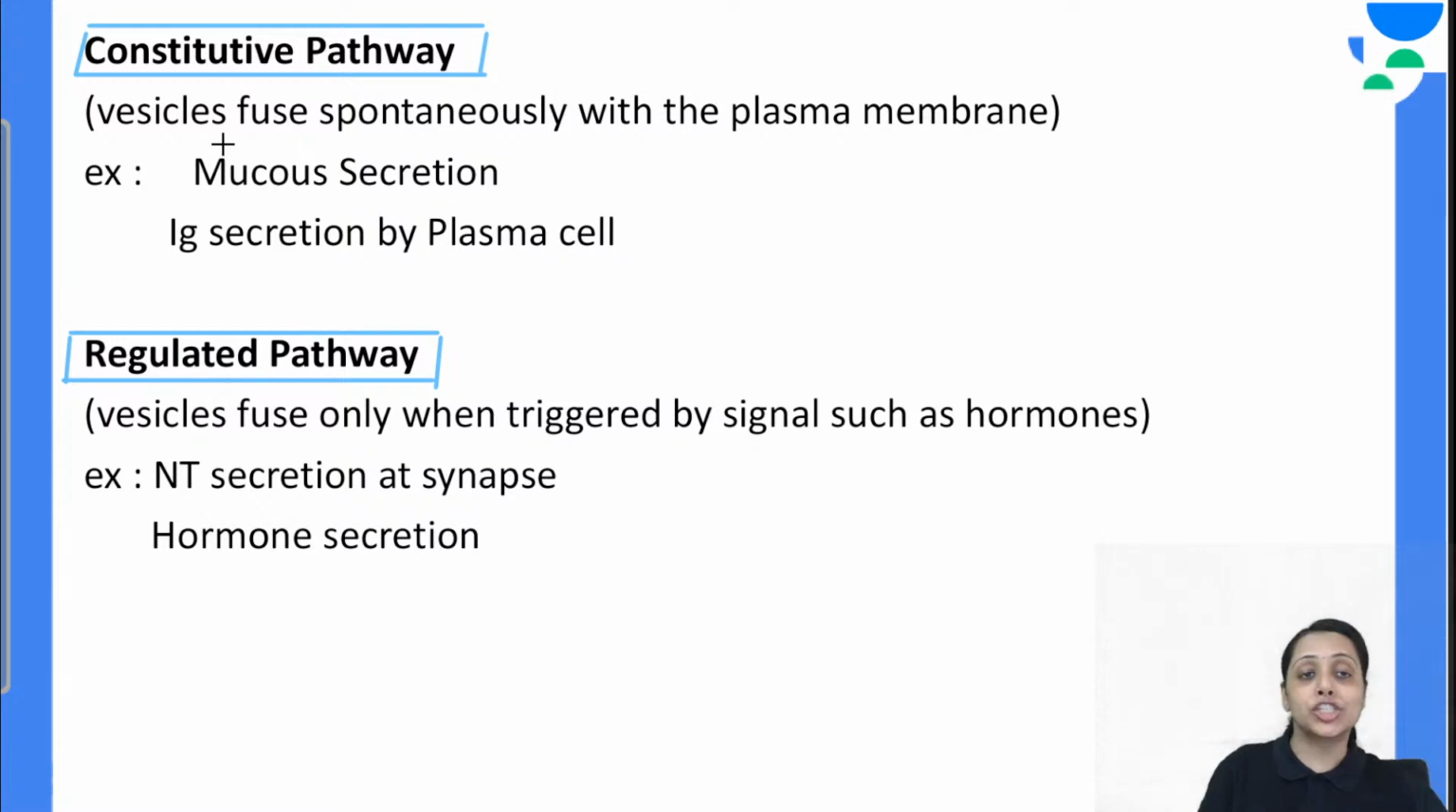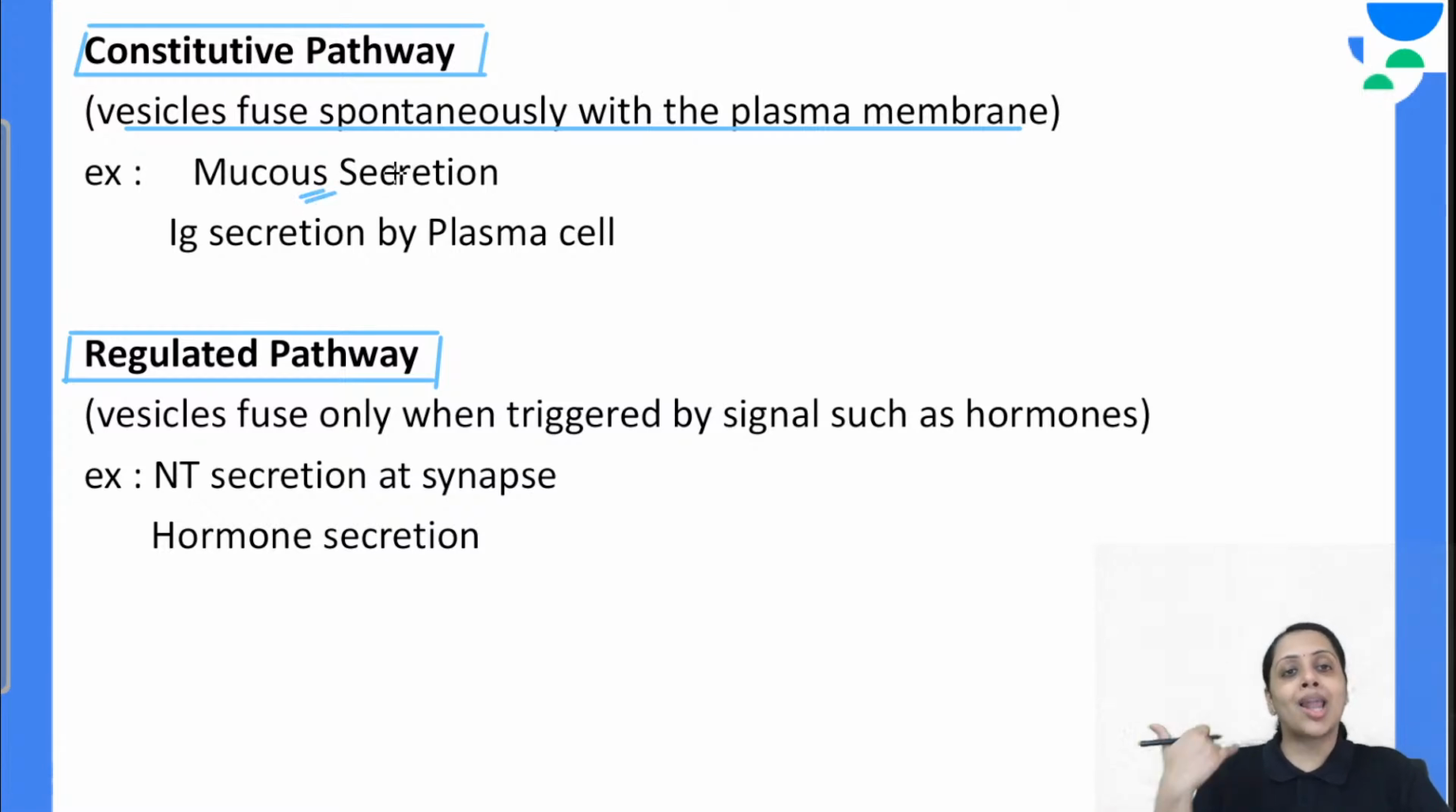In a constitutive pathway, the vesicle forms and fuses spontaneously with the plasma membrane. The classical examples are mucus secretion from our goblet cells and immunoglobulin secretion by the plasma cell. They all occur via this constitutive pathway, meaning vesicles form, go to the plasma membrane, and fuse spontaneously with it, and exocytosis occurs.